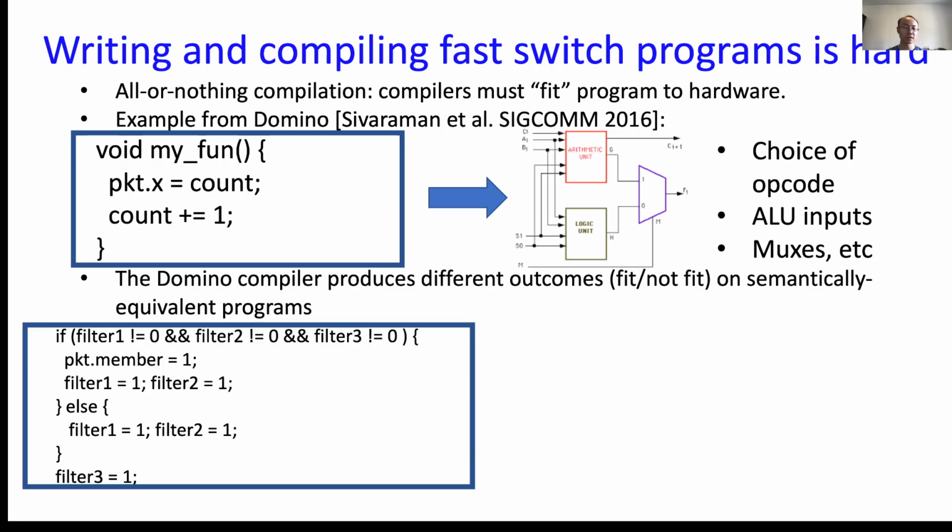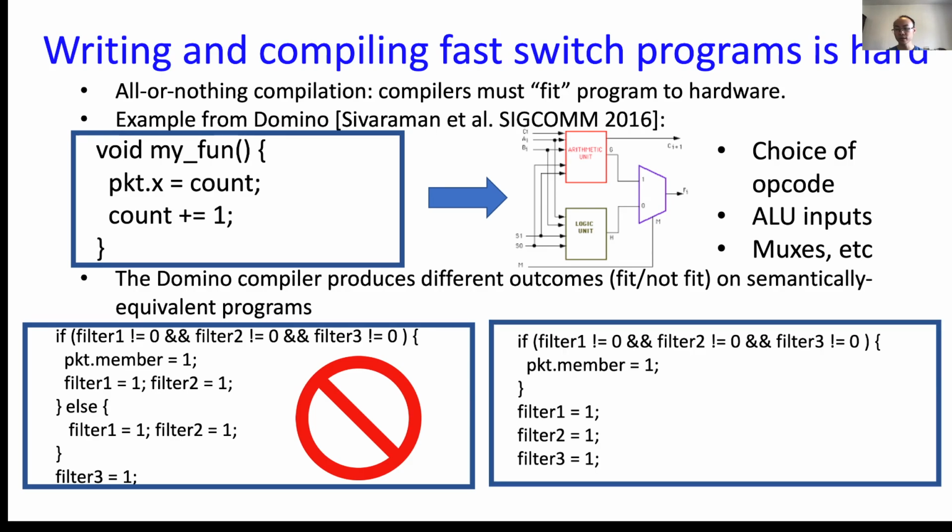If we write a program in this way, then Domino fails to generate code for it. However, if we rewrite it in this way, where we move the assignment of filter 1 and filter 2 out of the if-else statement, then Domino can generate code for it, which means Domino's compilation result is inconsistent for semantically equivalent programs. We can develop a specific algorithm to fix this particular issue, but other issues may still happen.